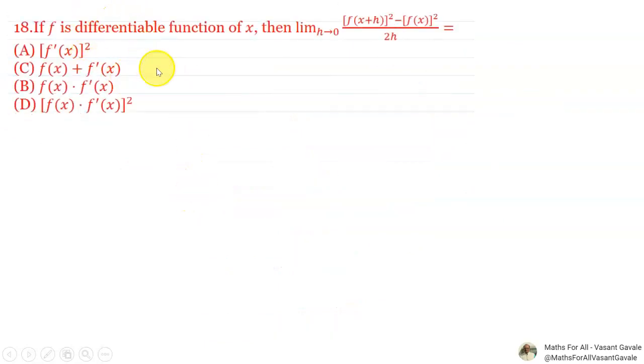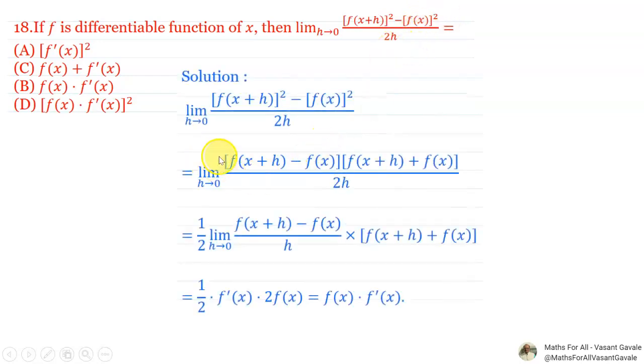Next, if f is a differentiable function of x, then limit h tends to 0 of, in bracket, f of x plus h bracket square minus f of x bracket square upon 2h. Okay, now here there is bracket square, that can be split by using the formula. Divided by h, and hence here you will get here f dash of x. As h tends to 0, you will get here f of x plus f of x, that is nothing but 2 times f of x, 2 get cancelled, and hence here you will get here f of x into f dash of x, and therefore the option B is correct here.